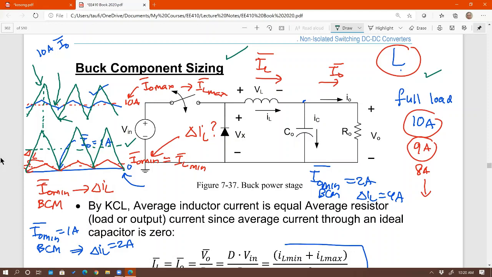In order to do that, we need to maintain CCM as much as possible, right? Don't you want that? So that's the desired goal, of course. But how can we achieve that? How would we be able to maintain CCM as much as possible? By maintaining lower boundary conduction mode, right? So how do we do that?